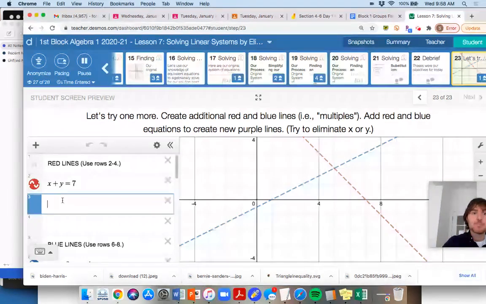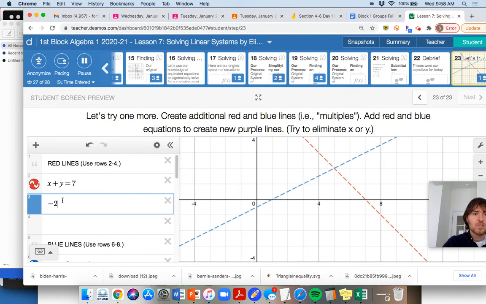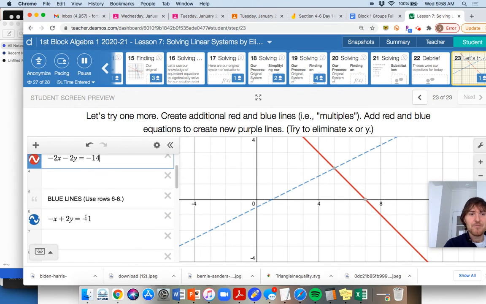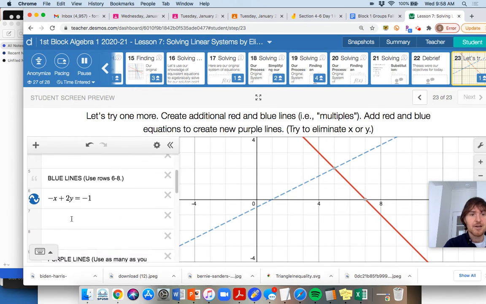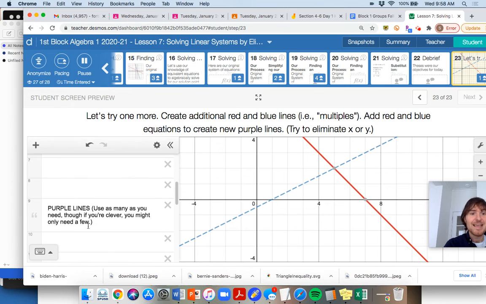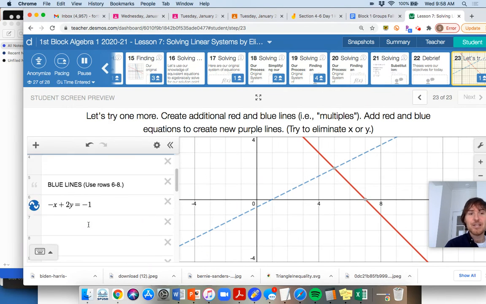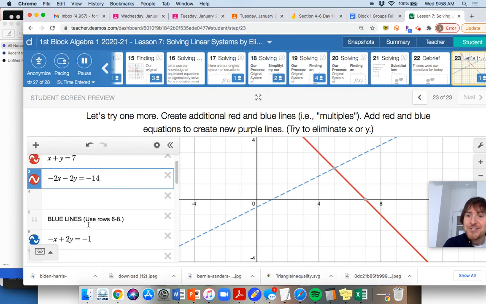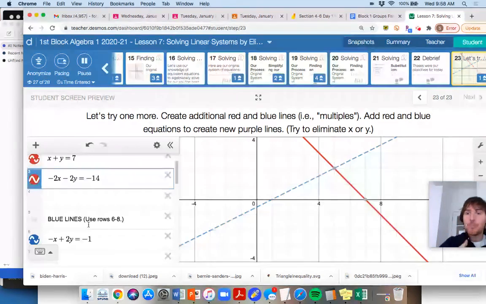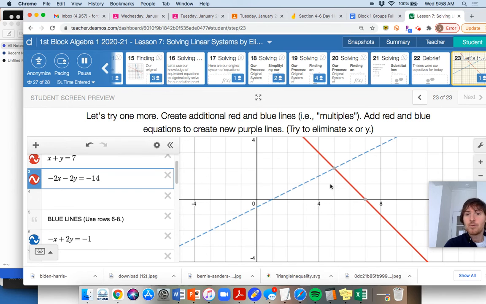What's equivalent to x plus y equals 7? Well, what about negative 2x minus 2y equal to negative 14? Yeah, there we go. We're on red right there. There's another one. So try to fill this out. Three lines here that are equivalent to blue lines, and then get some purple lines. Add them together. Get clever with it, okay? You've got to get used to multiplying equations and then adding the two separate equations in your system together.